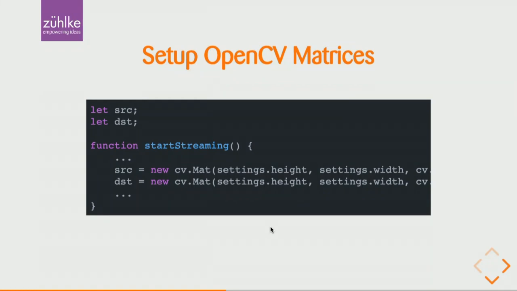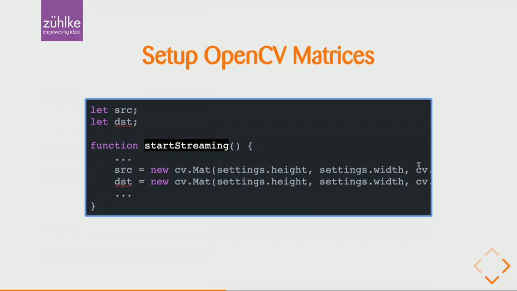This is just how you instantiate them. Also make sure that you do that in that start streaming function. We don't want to create a new matrix with every frame, right? This is not fun because that would be heavy on the memory. We can always reuse the last matrix, right? We don't have to do a new matrix all the time.